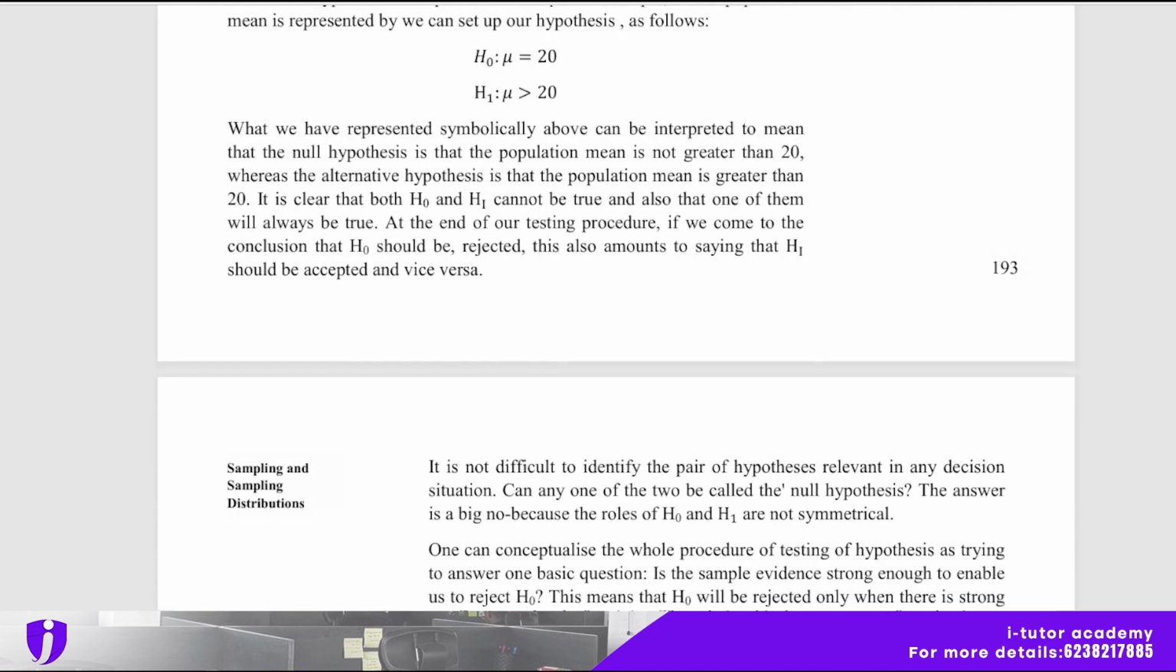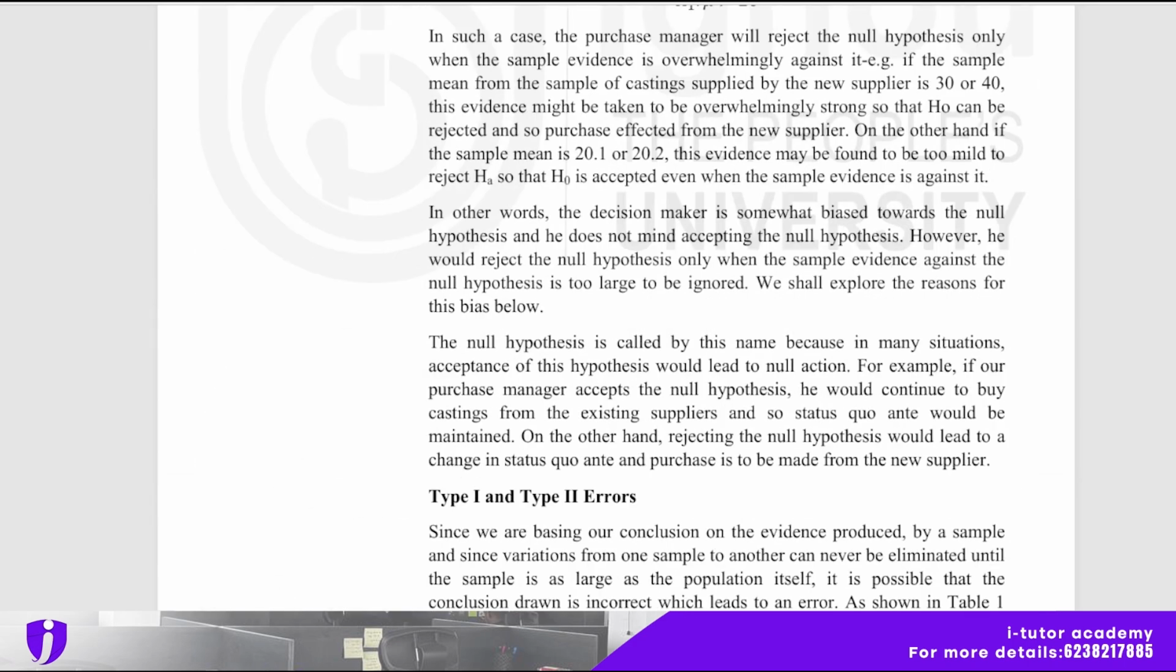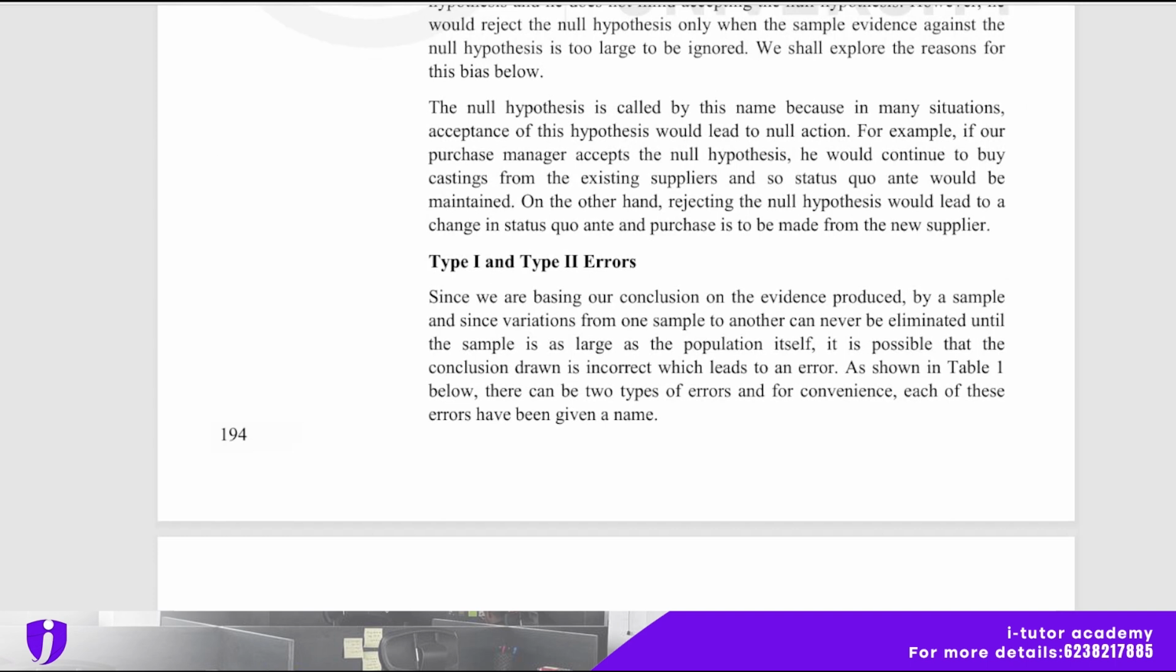Okay, so these are the hypothesis process. This is about the null hypothesis, and type 1 and type 2 errors are in between. Since we are basing our conclusion on the evidence produced by a sample, and since variation from one sample to another can never be eliminated until the sample is as large as the population itself, it is possible that the conclusion drawn is incorrect, which leads to an error.